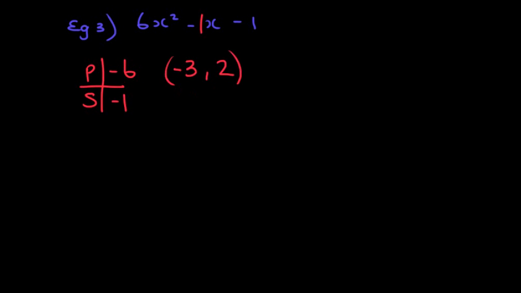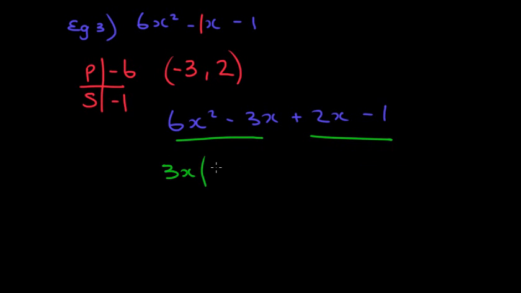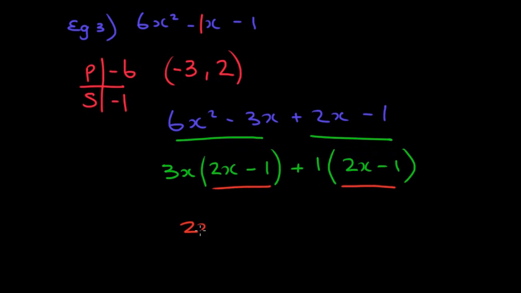Okay. Alrighty, so let's split the terms. 6x squared minus 3x plus 2x minus 1. I like to underline the first pair and second pair as always, so let's factorize. 3x goes into both. We have 2x minus 1, and then we've got plus 1 goes into both. 2x minus 1, look at that, my brackets are the same, that is fantastic. Finish off with 2x minus 1, and then 3x plus 1.